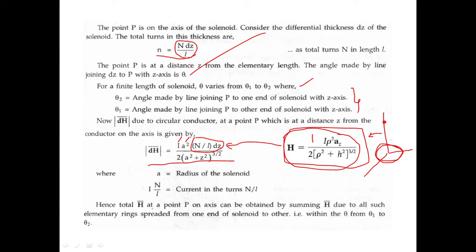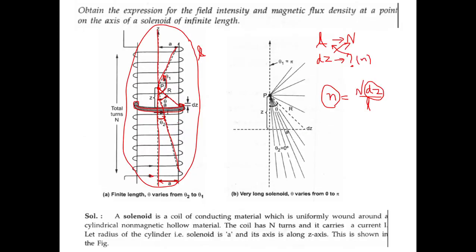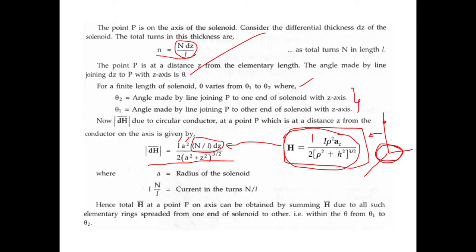Hence the H vector at a point P on the axis can be obtained by summing the H vector due to all such elementary rings spread from one end of the solenoid to the other, that is from theta 1 to theta 2. We have taken only dz here, but we should consider from top to bottom, right? So there are so many turns. Now we'll see how to do that.